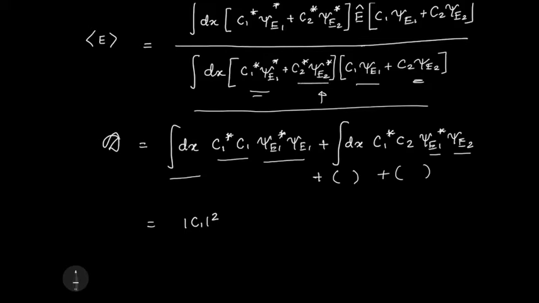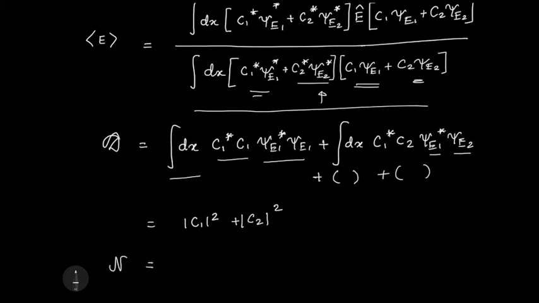Similarly, when I do C2 here and C1 here, they will not contribute. The only thing that will contribute is both of them C2, and that will give you C2 mod square. Okay, so now I know how to calculate the denominator. The denominator is just the mod square of C1 and mod square of C2 added together.